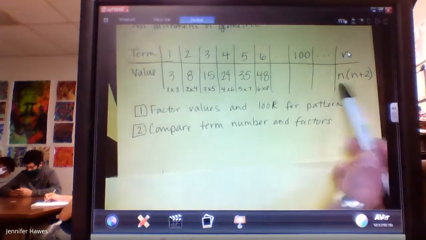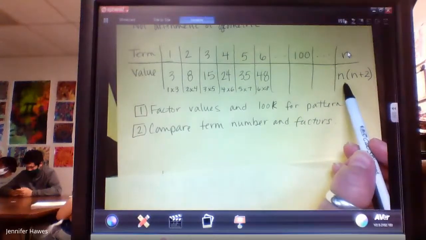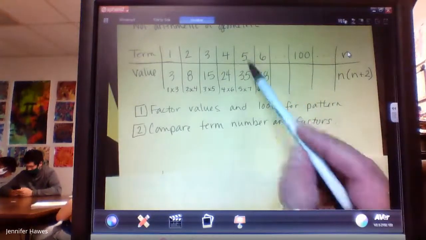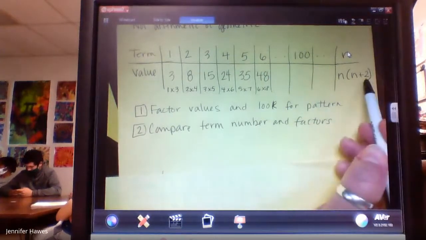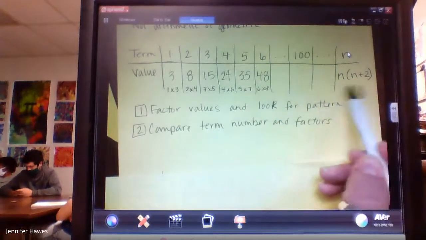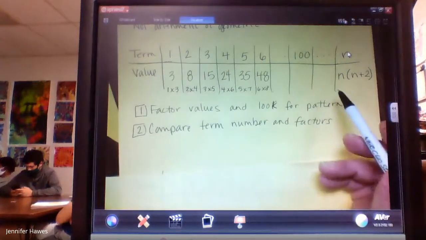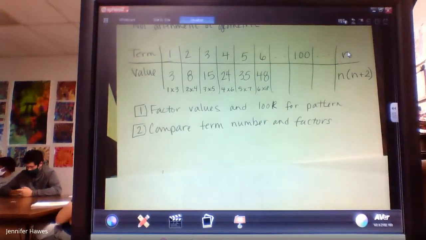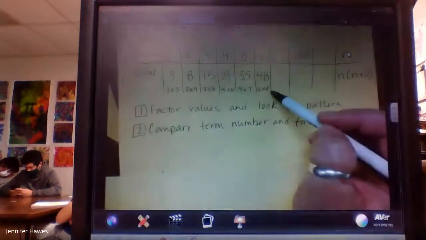So with your little rule right here, this is my nth term, put 5 in there. If you put 5 in there, you should get 35. So 5 plus 2 is 7. 7 times 5 is 35. You can always check your rule once you figure this out. But what you're doing is you're going back to the term and then your factors. So this one's the same. This one is 2 more.